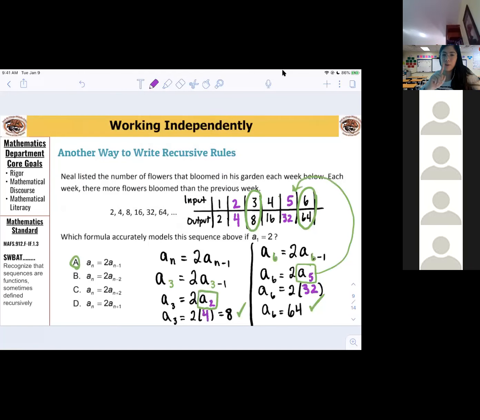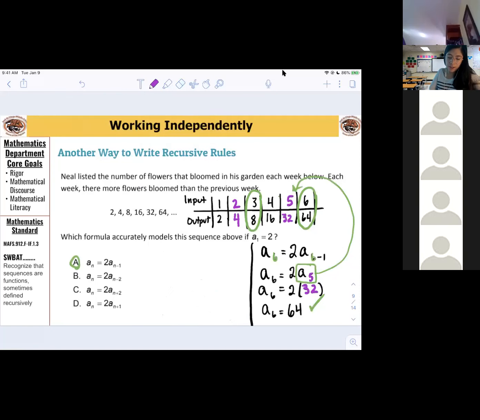But like I said, I'm going to do it one more time. So I'm going to erase my first example. I'm going to test one that I know is wrong. So I'm going to show you why C is incorrect. Ready? I'm going to get rid of all these colors so we don't get all confused. Okay. So answer choice C is A of n equals 2A of n plus 2.